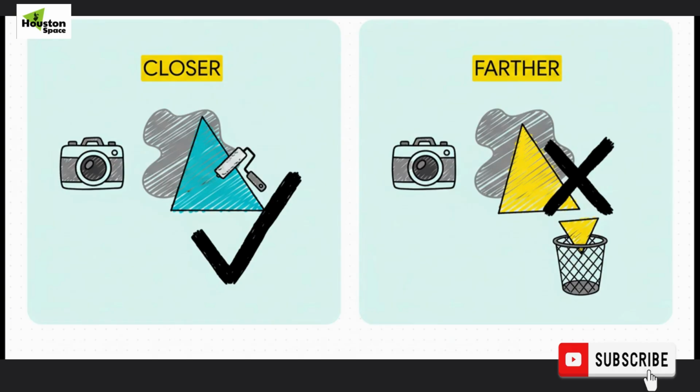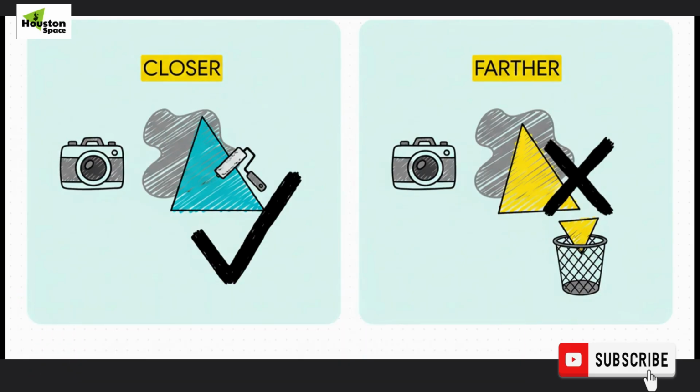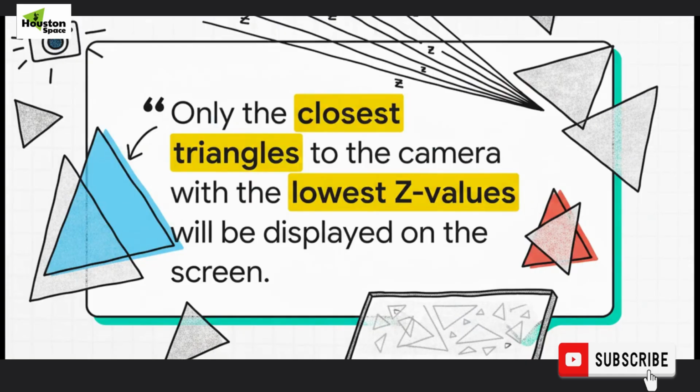Just imagine that for every pixel on your screen, the computer keeps a little note of how far away the object is from the camera. It's like a depth map. So when a new triangle comes along, the GPU just checks that note. It asks, hey, are you closer to the camera than what's already here? If the answer is yes, it gets painted, and the note is updated. If it's farther away, it just gets thrown out. Simple as that. And that's really the whole secret right there.